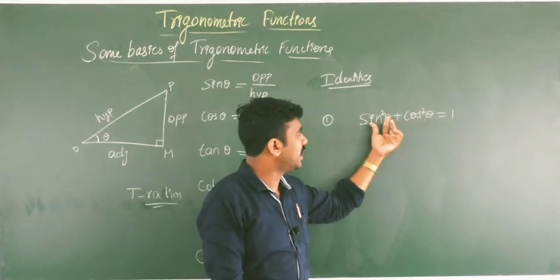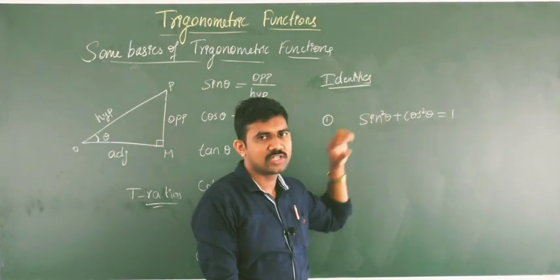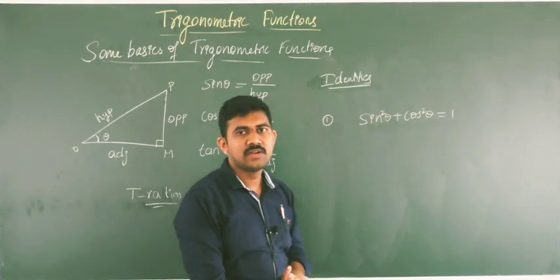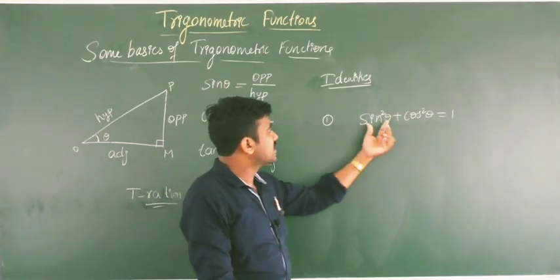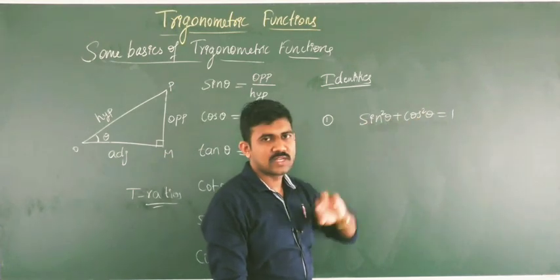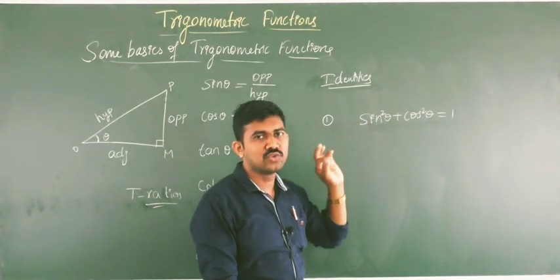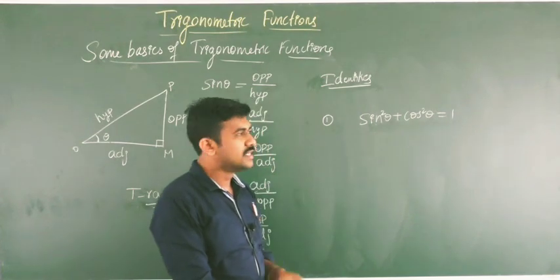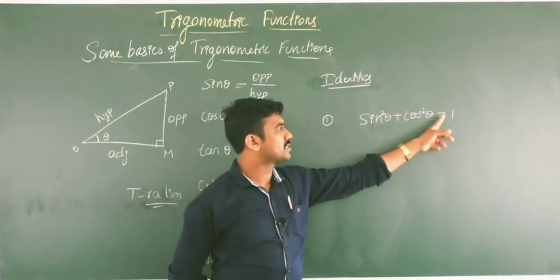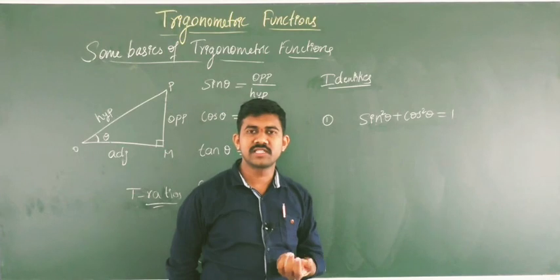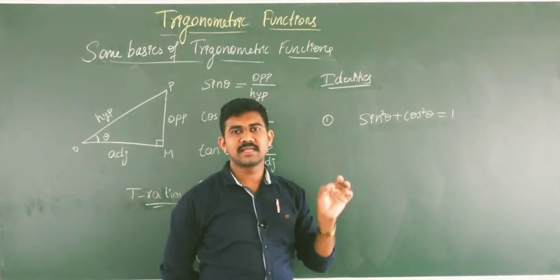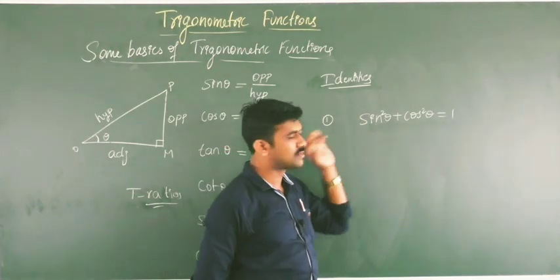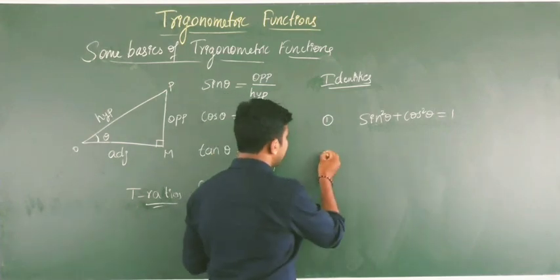And this we can rearrange, and we can get the value of sin square theta or cos square theta in terms of cos square theta or sin square theta. See, sin square theta can be written as 1 minus cos square theta, and sin theta can be written as root of 1 minus cos square theta. Similarly, cos square theta can be written as 1 minus sin square theta, or cos theta can be written as root of 1 minus sin square theta. Okay, so like this we can do the rearrangement.